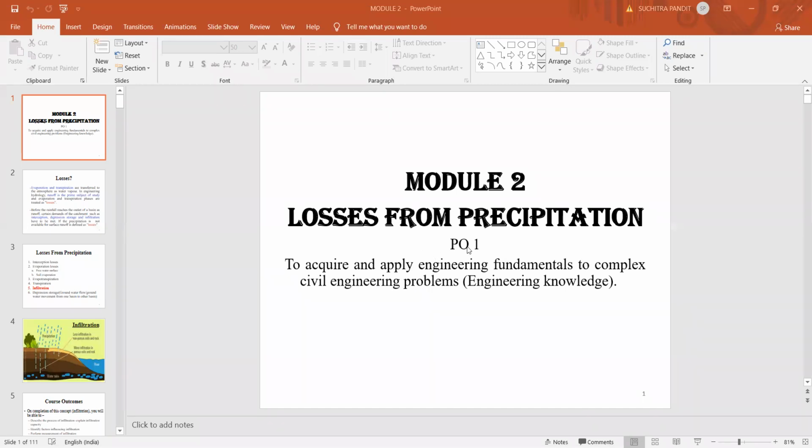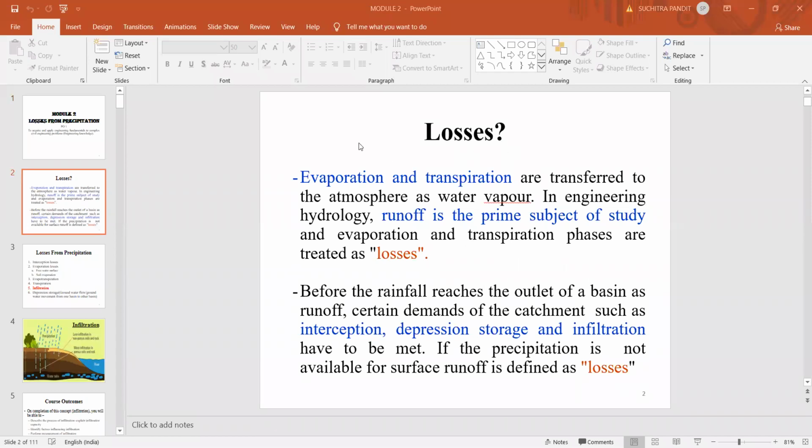In this module, we come across problems like estimation of evaporation and estimation of evapotranspiration by using some formulas. Those are the engineering fundamentals with respect to hydrology and irrigation engineering. Now, what are the losses of precipitation or losses of rainfall? The major losses are evaporation and transpiration, which are transferred to the atmosphere as water vapor. In engineering hydrology, runoff is the prime subject of study, and evaporation and transpiration are treated as losses.